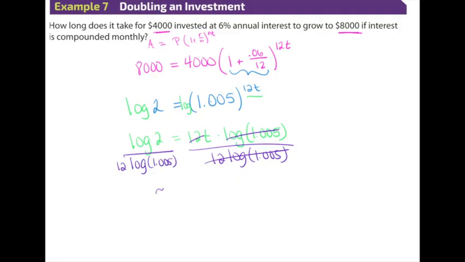You get approximately, and they rounded to 1 decimal place, 11.6 years, right? If they said to the nearest year, you'd say 12 years. If they said years and months, you would say 6/10 of 12 months, right?